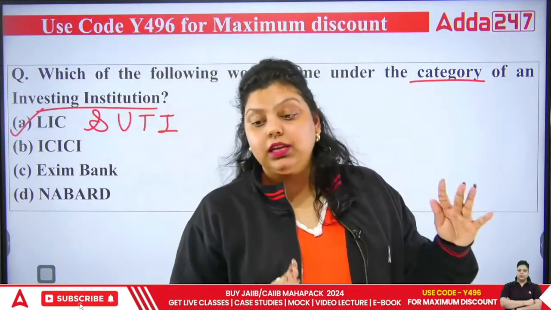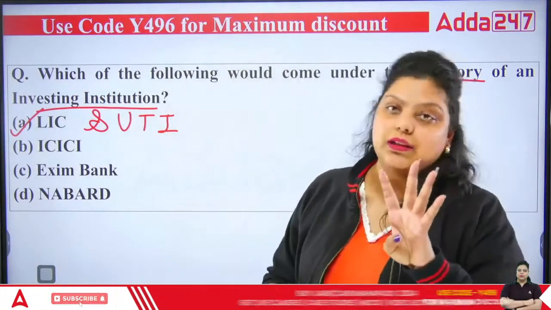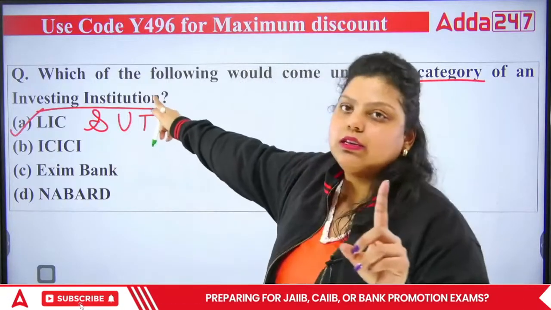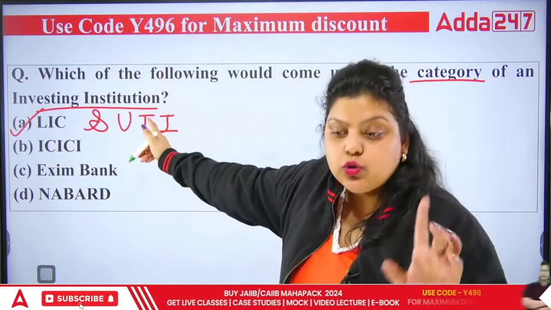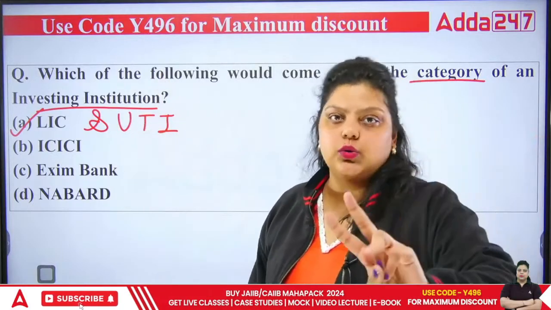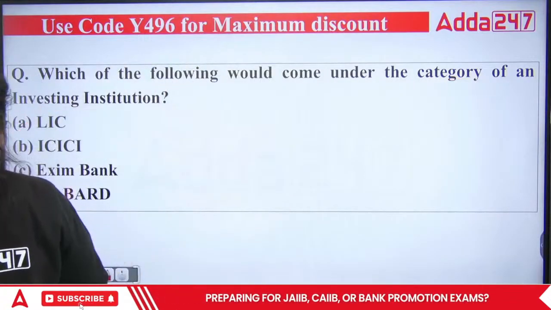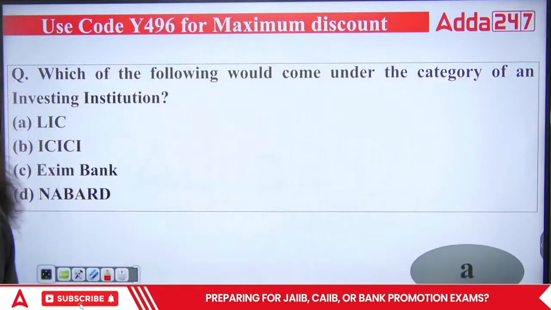Okay, so development financial institutions are actually divided into 4 categories. Out of those 4 categories, one category is investing institution. And in investing institution, we only have LIC and UTI. Okay, do remember that. So the right answer will be A, that is LIC.